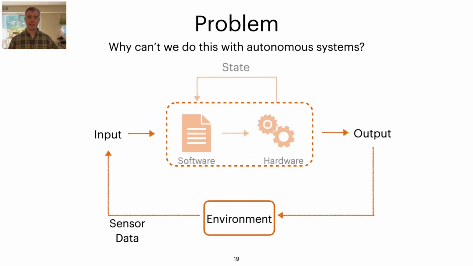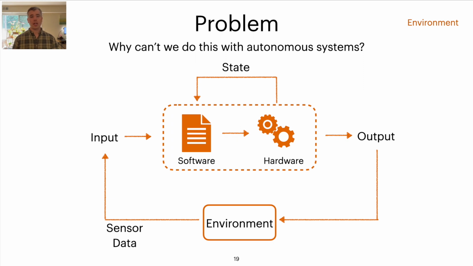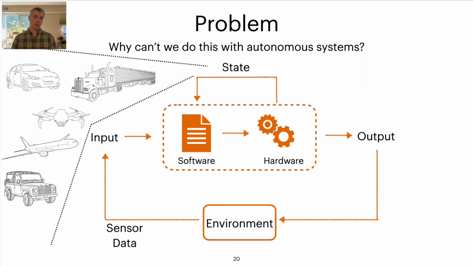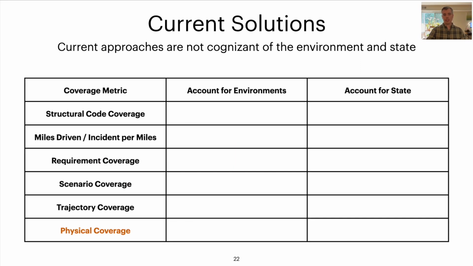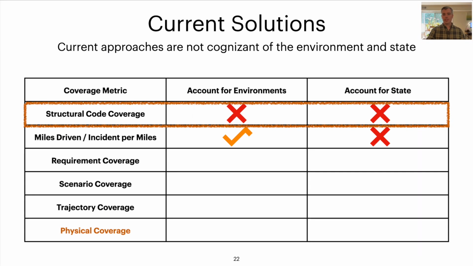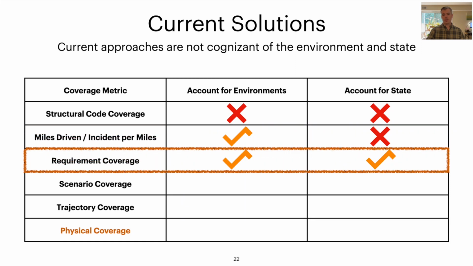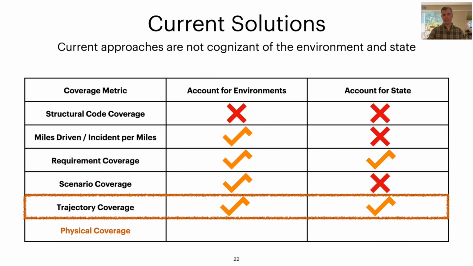The other difference is that the system is no longer just software. It's software and hardware, and this hardware has a state. The state is dependent on the type of hardware being used, whether you're implementing a truck or an airplane or a drone or a car. So this environment and state are two key factors which drive the behavior of autonomous systems, and they're not currently being included in metrics used today. For example, if we look at some of the other metrics that are being used, you can see that both the environment and the state are not accounted for or only partially accounted for.